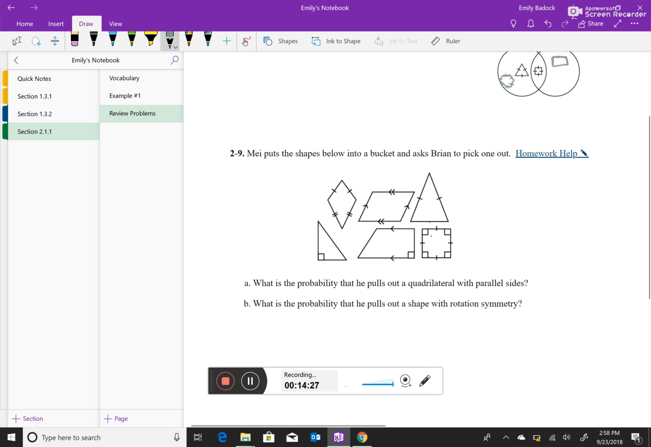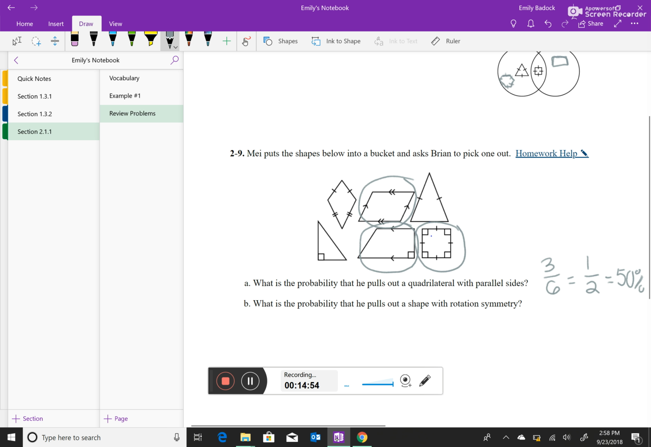So we're looking for a four-sided figure with parallel sides. We got 1, 2, 3. So we got 3 out of 6, which is equivalent to 1/2. I'm okay if you give me it as a fraction. Just know that on the state test, it could give you anything from a fraction to a decimal to a percent. So obviously 1/2 is just 50%.